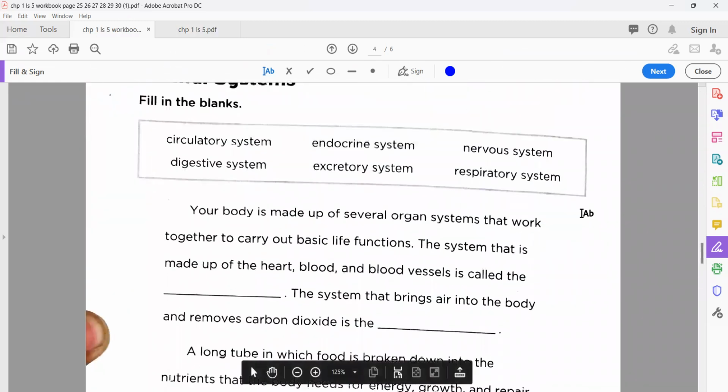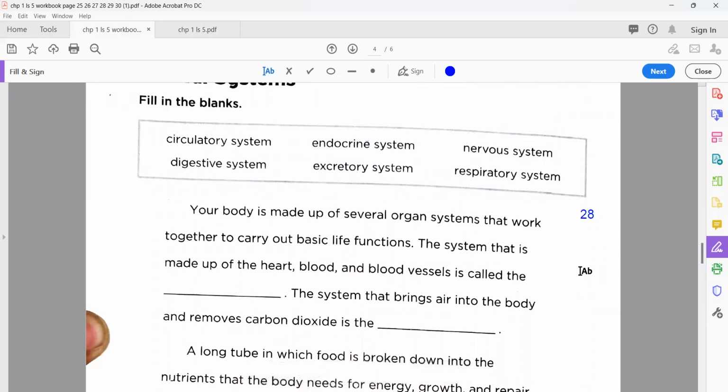So here we are going to see the best option for the blanks. Okay, let's start. Your body is made up of several organ systems that work together to carry out basic life functions. You know very well, like digestive, nervous system, endocrine system, skeletal system for movement, for circulation of blood, to take in or out oxygen and carbon dioxide, digestion, and whatever waste is produced in your body, how you get rid of it.